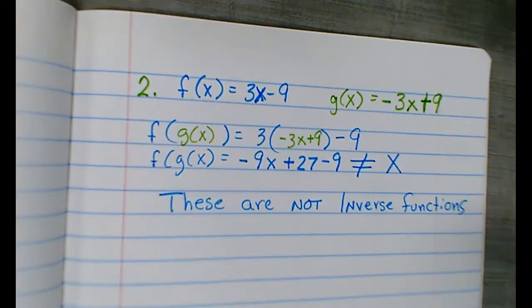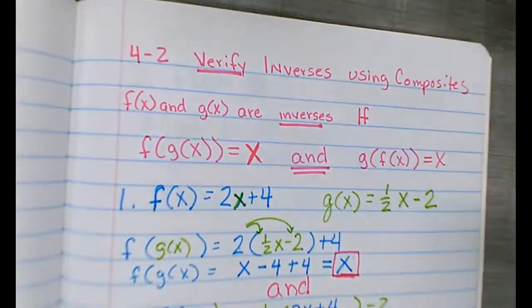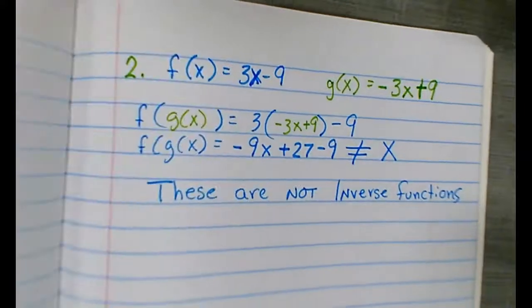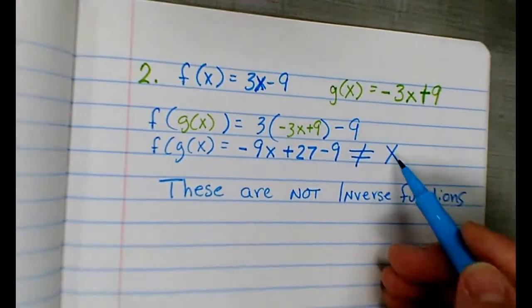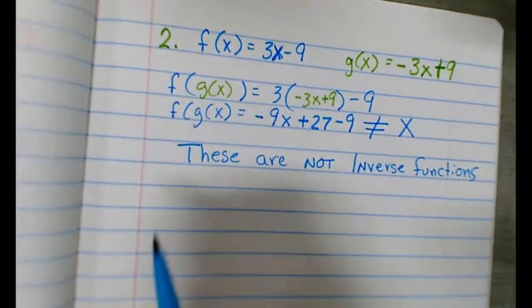Okay, do you understand why I don't have to do both parts this time? Do you understand why I had to do both parts on this one, but not on that one? Once I know it's not an inverse, I don't have to do the other one to prove it's not an inverse. I know it's not.